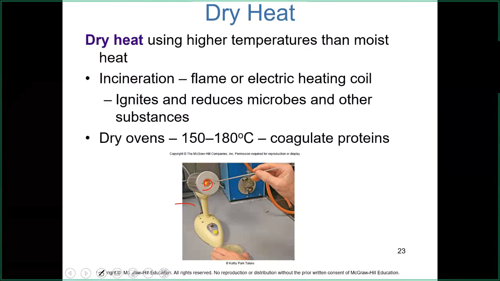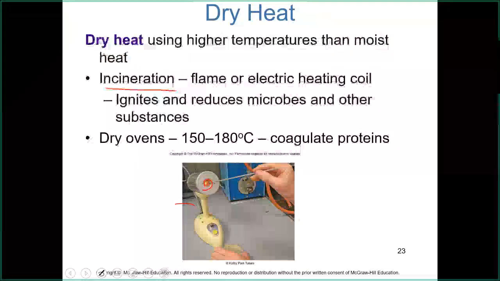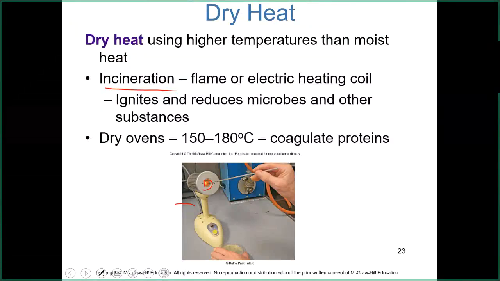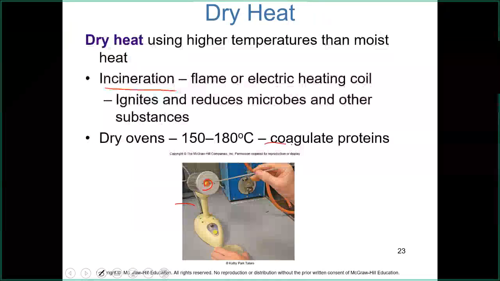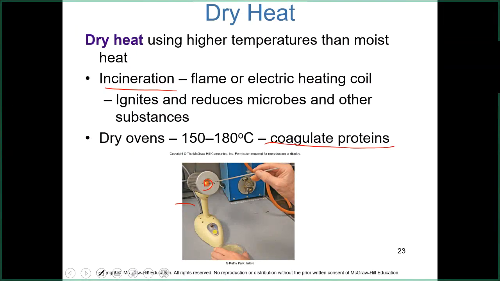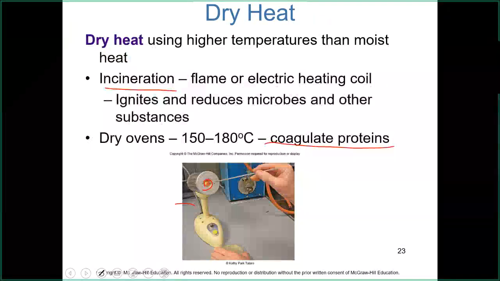So use higher temperatures, and you're achieving an extreme utilization of this. You're achieving incineration, which turns things to ash. If you're going short of that, you will coagulate proteins. You could denature them as well, and that of course is going to be effective too.